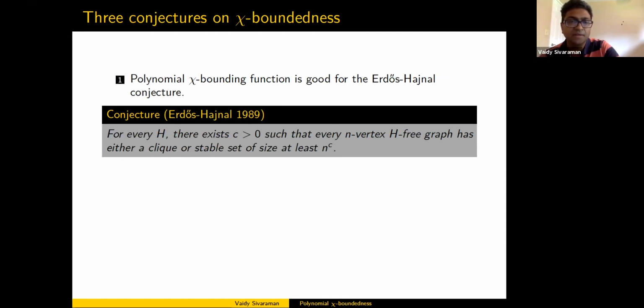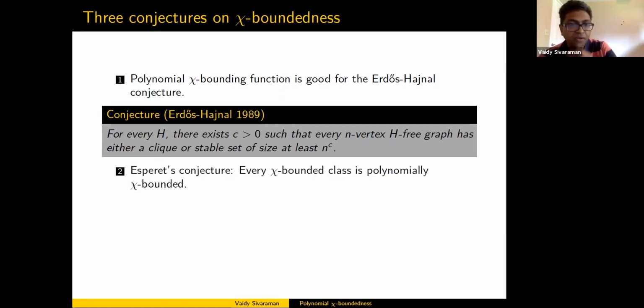This is very hard. Recently, Paul Seymour and Maria Chudnovsky, Sophie Spirkl and Alex Scott proved this for C5, which was big news. It was in Quanta magazine as well. So this has been proved for H equal to C5, the 5-vertex cycle. But it's still open for the 5-vertex path.